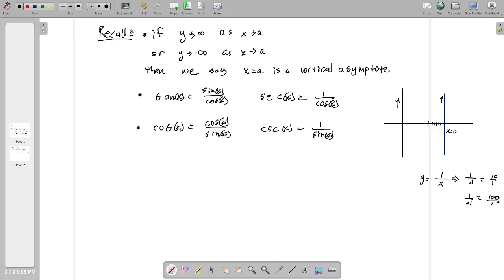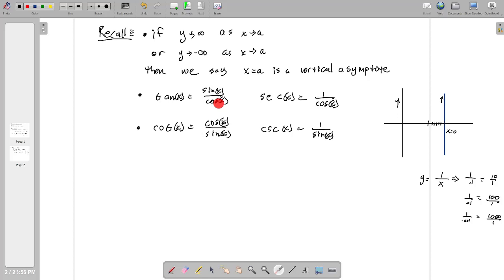If we're 1/1000th, then our y value becomes 1,000 because we can multiply top and bottom by 1,000, and we would end up with 1,000 divided by 1. So notice, as our x value gets closer and closer to 0, our y values are growing to a very large unbounded number. Specifically, they're going towards infinity. Now, this is what it means to have a vertical asymptote.